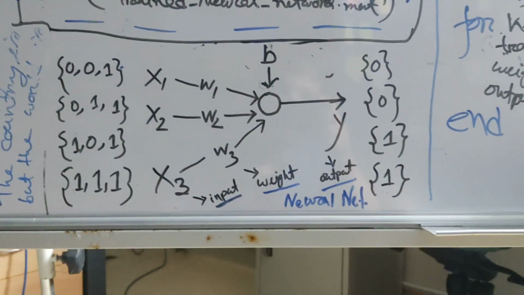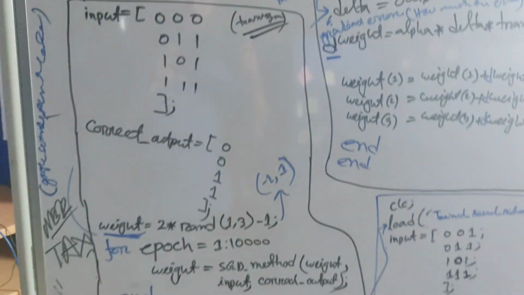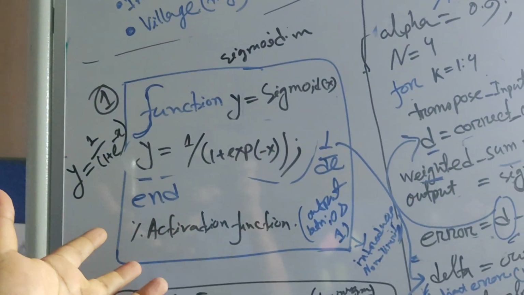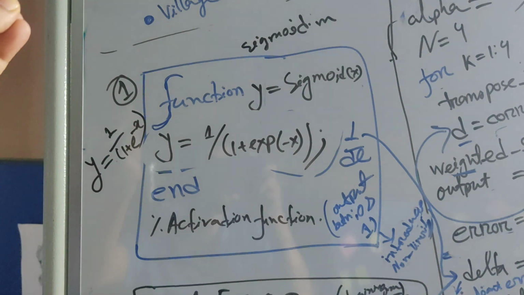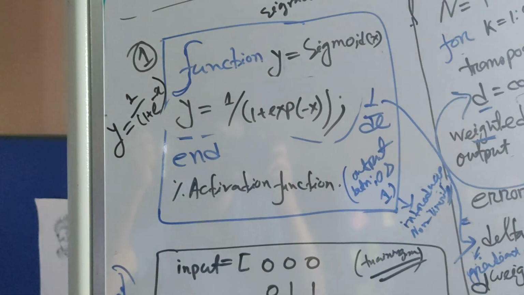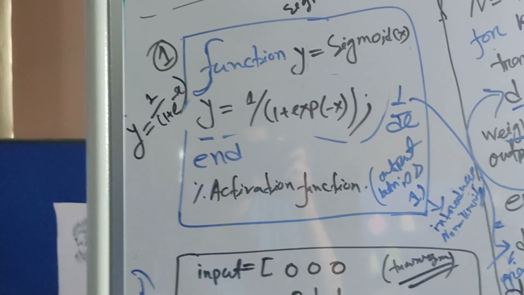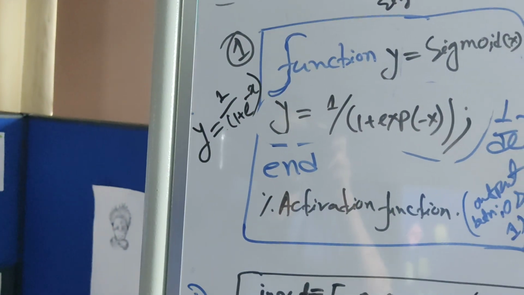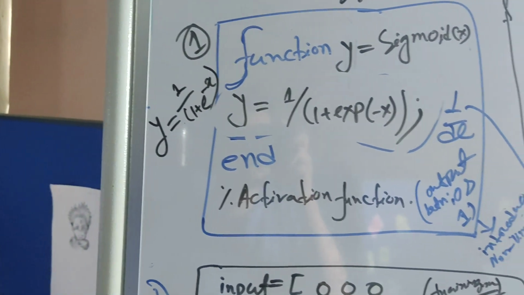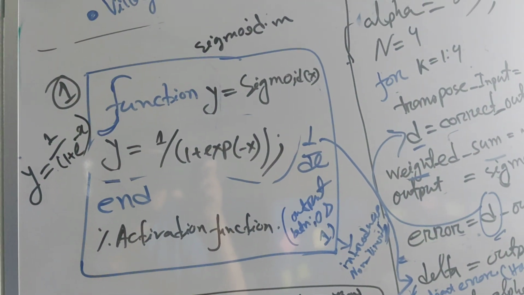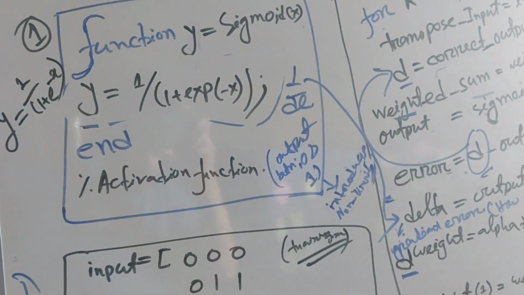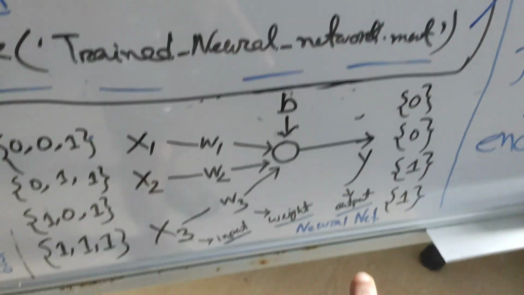Okay, let's go to the sections. Just see, this is a sigmoid function. You don't have to understand right now where it works. The sigmoid function is like this: y equals 1 divided by 1 plus e to the power of minus x. We just implement it in MATLAB like this. This is called the activation function, and it works in this region.